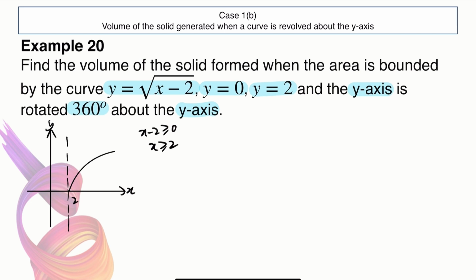Right? Now we draw a line for the next condition, y equals 0 here, and also y equals 2, let's say here. Now let's identify the area. The area bounded by the curve and y equals 0, y equals 2, and also the y-axis. So from here we know that the area is in here. And again, the rotation is about the y-axis.